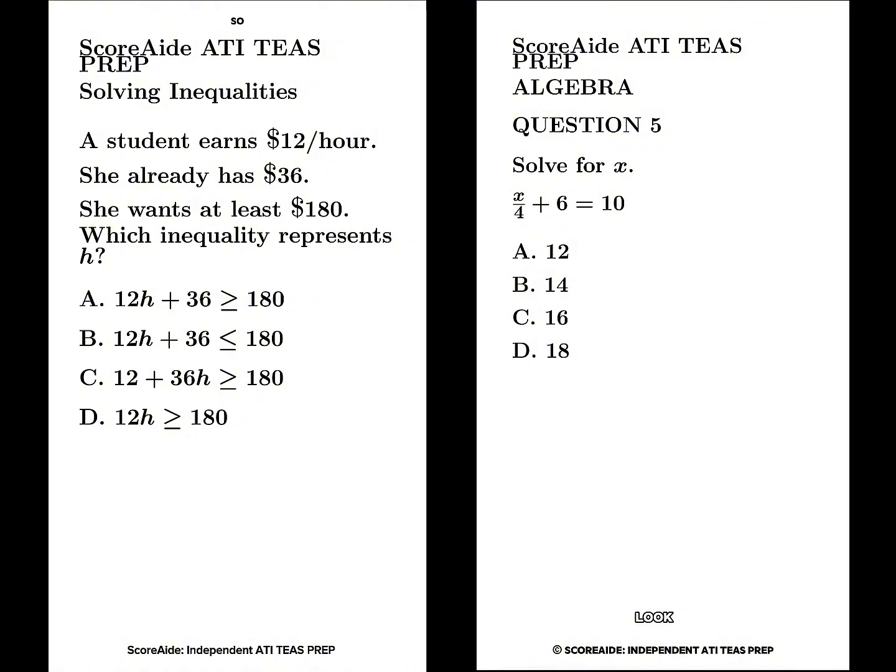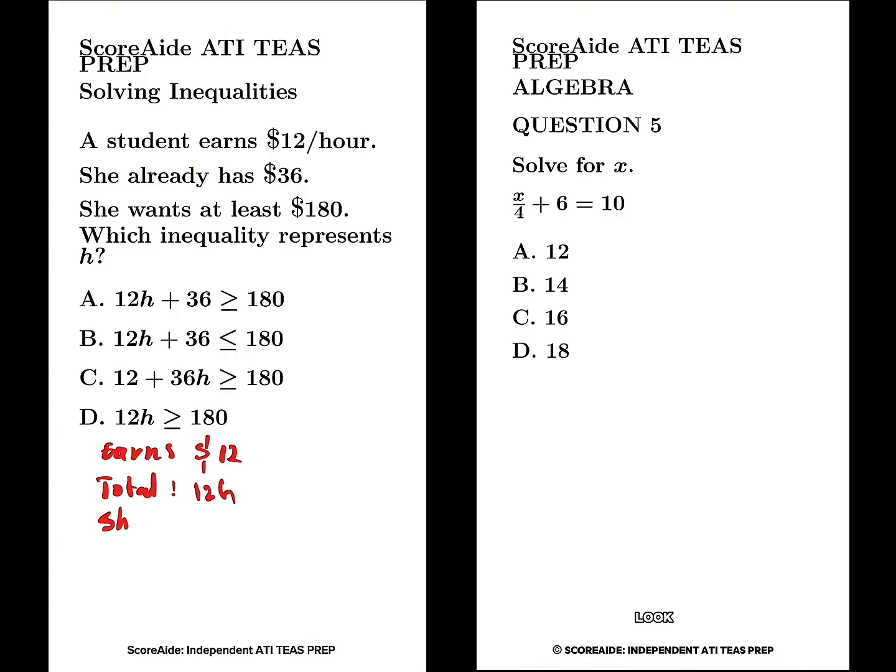You see? So she already earned what? She earns $12 an hour. $12 per hour, right? So it means that the total, if she works for 8 hours, she will earn what? She will earn 12H, right?